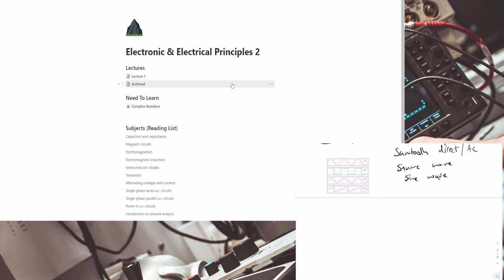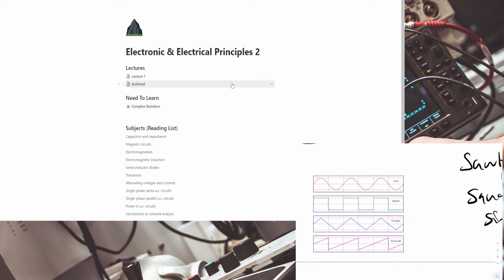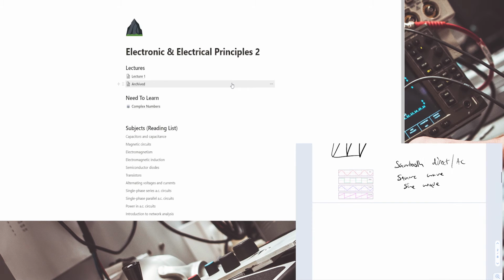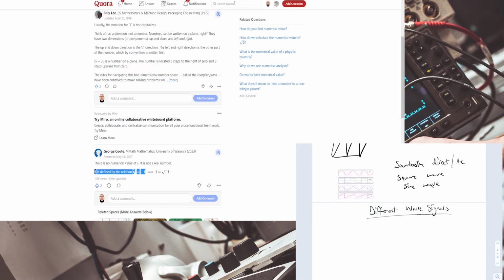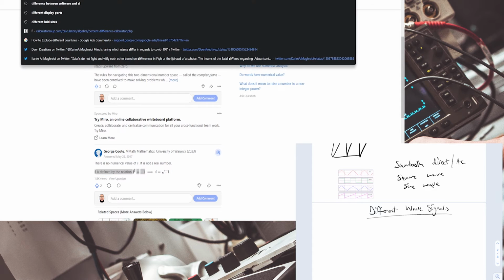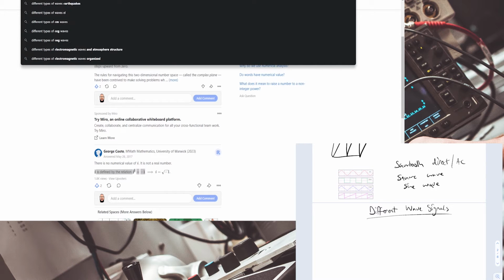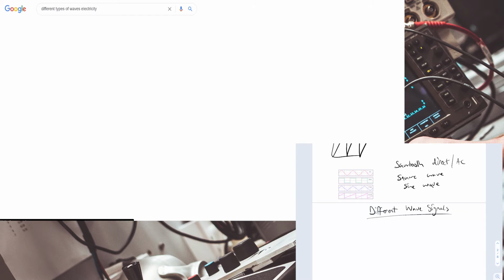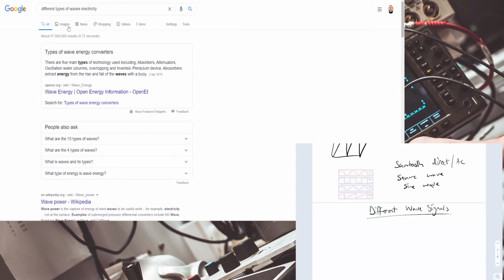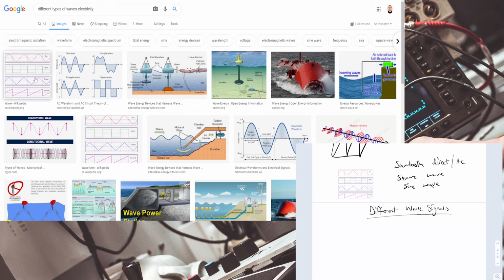So let's do... I don't even know what this would be. Different types of waves: sine, square, triangle, sawtooth. Different wave signals. I don't even know if that's the correct terminology for it. Let's check. Different types of waves. Electricity. Yeah, this is kind of what I want.